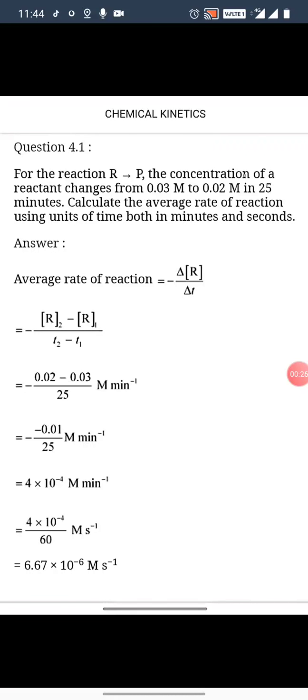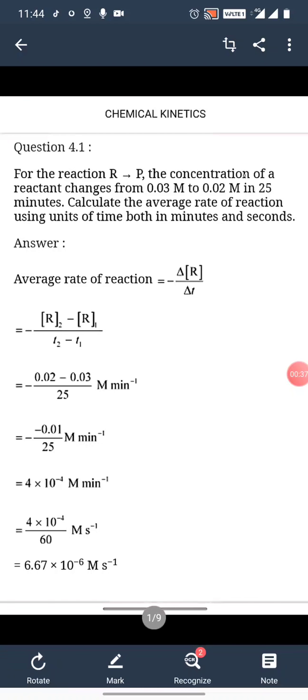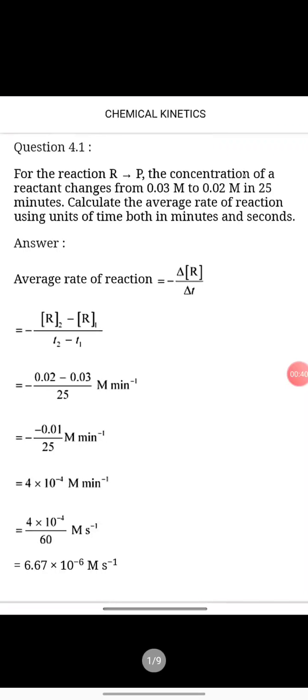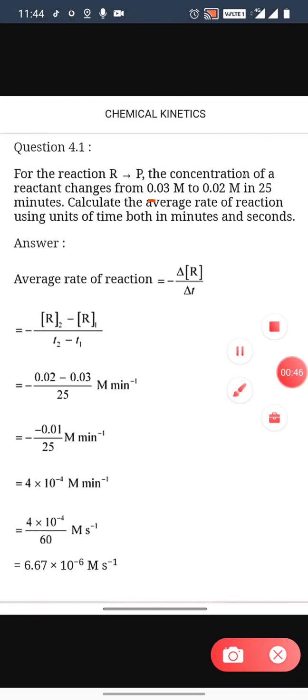So here is the first question. For the reaction R to P, the concentration of a reactant changes from 0.03 molar to 0.02 molar in 25 minutes. You can see here that the change in concentration is given in the question. From this you can find the change in concentration, final minus initial, and delta T is also provided to you. Calculate the average rate of the reaction using the units of time both in minutes and seconds. That means you have to find it both in minutes and seconds.